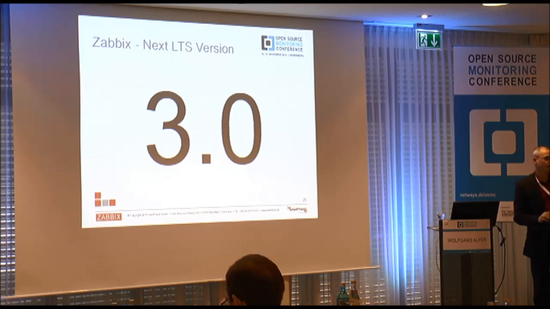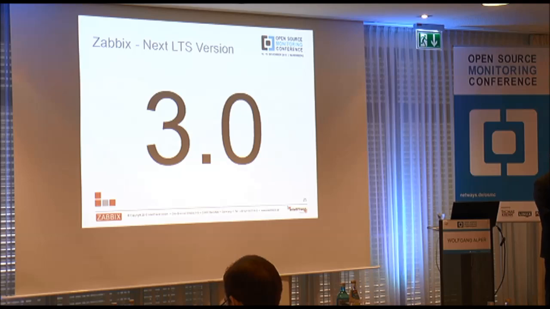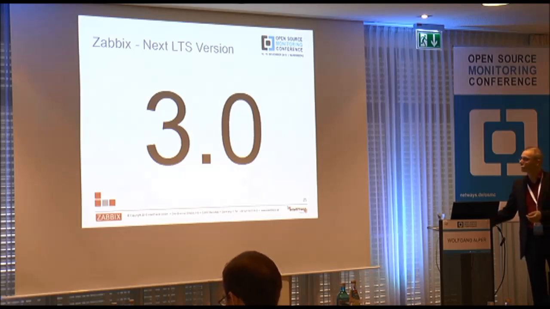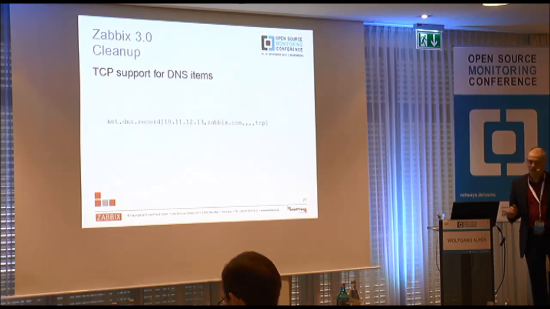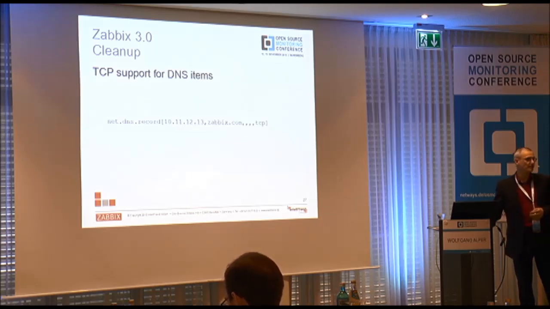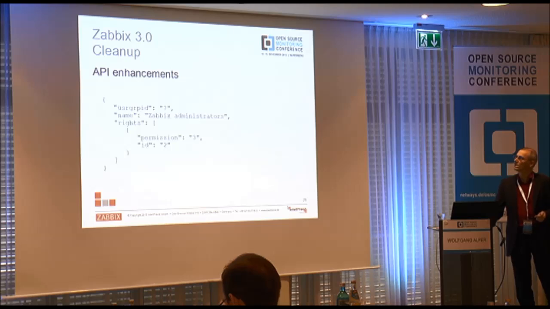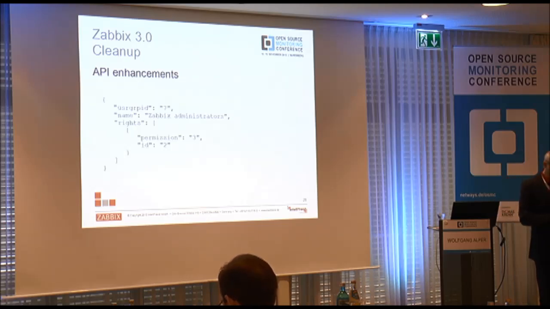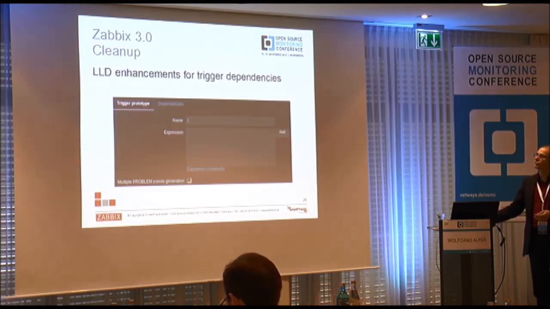Okay, that was what Zabbix is about. Now we talk about what is new in 3.0, and we still have some minutes left for that, and that's why you are here. So, 3.0, what's new? Simple thing: TCP DNS support. DNS items are now available also for TCP, not only for UDP. This is directly from September, from the presentation in Riga, by the way. API enhancements: the Zabbix API now returns, in certain areas, the permissions, the access rights of the user in an API call. That was not possible before.